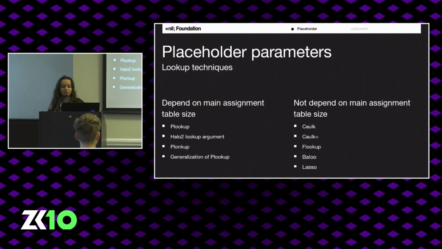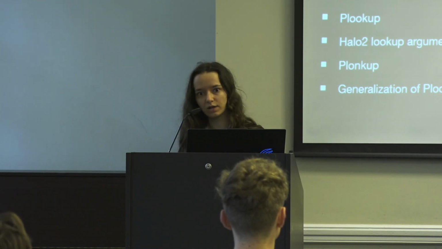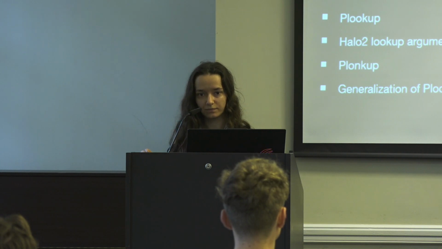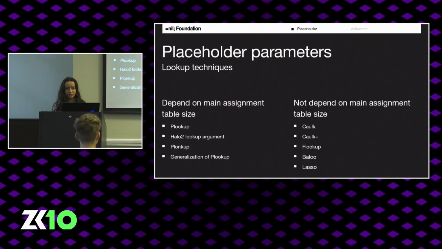Next one is lookup techniques. Basically, all lookup techniques are divided into two approaches. The first one depends on the main assignment table size, and the second one doesn't depend on the main assignment table size. You may have heard of the first approach: Halo 2 lookup argument, plonkup, and we use a generalization of plonkup. By generalization, I mean I wanted to put all lookup constraints into one lookup argument. Also, I want to achieve some flexibility inside lookup tables.